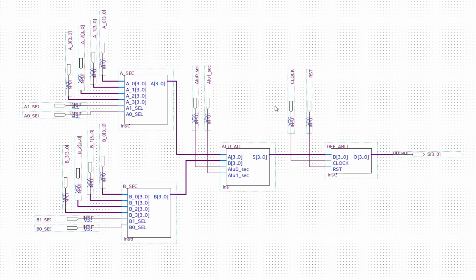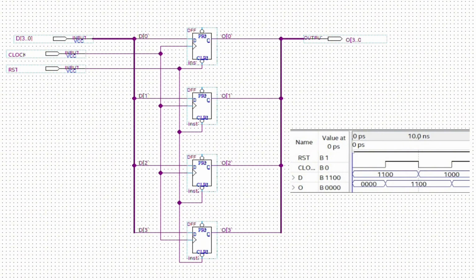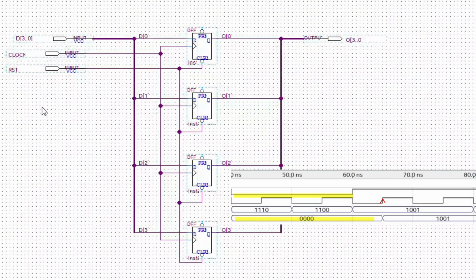Next, the output passes through the flip-flops. On the rising edge of the clock, the output captures the input value. When reset equals 0, the output is cleared to 0, 0, 0, 0. The output updates again only after reset returns to 1 and a new clock edge occurs.